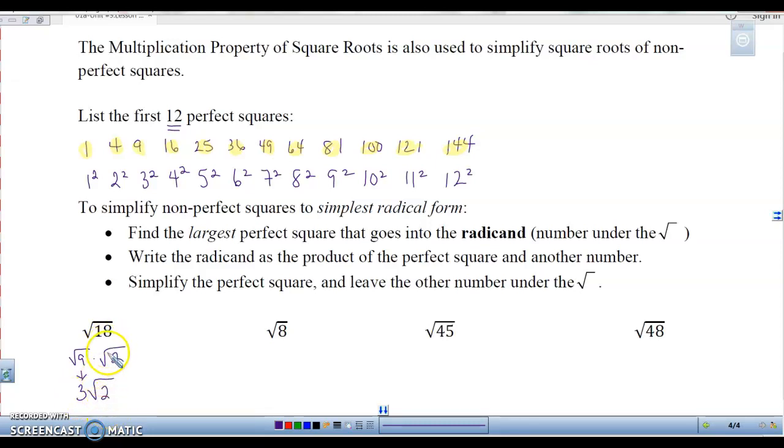All right, so the trick is to find the biggest perfect square, one of these numbers, that goes into the radicand. Write it as a product, and then take the square root of the perfect square. Okay, let's try another one.